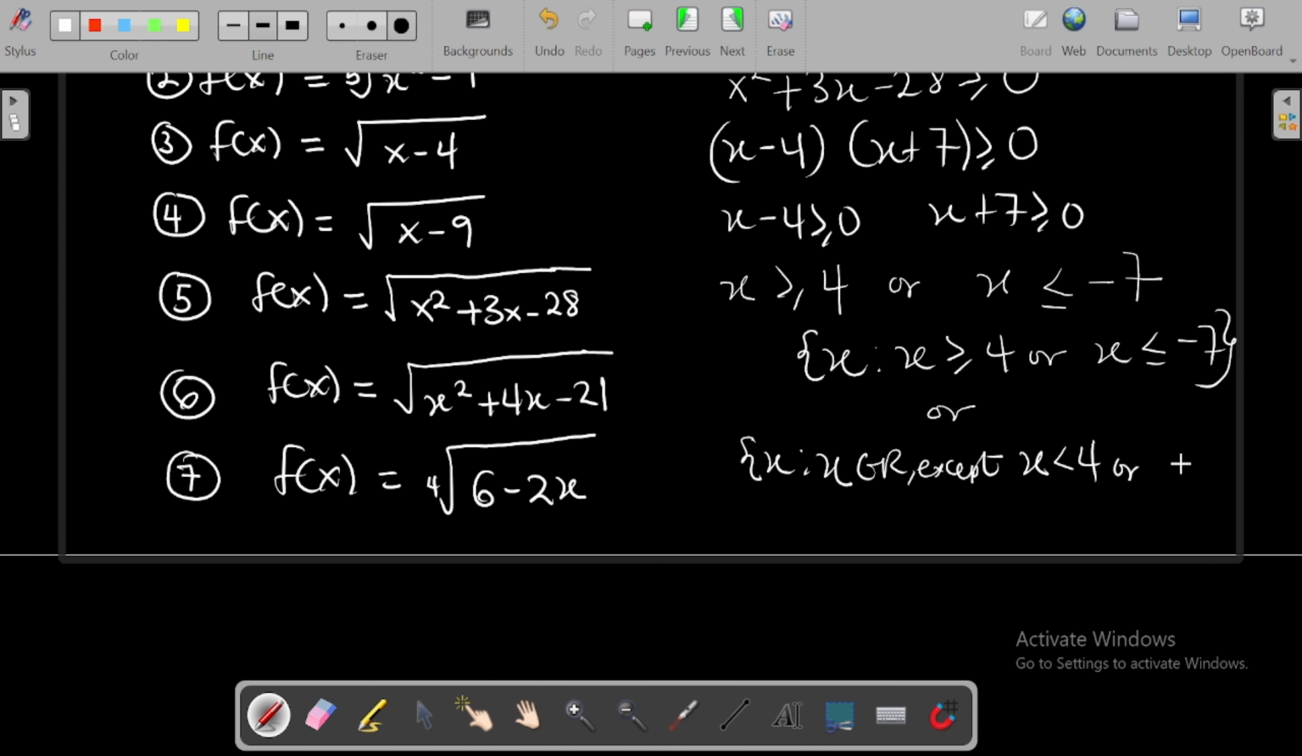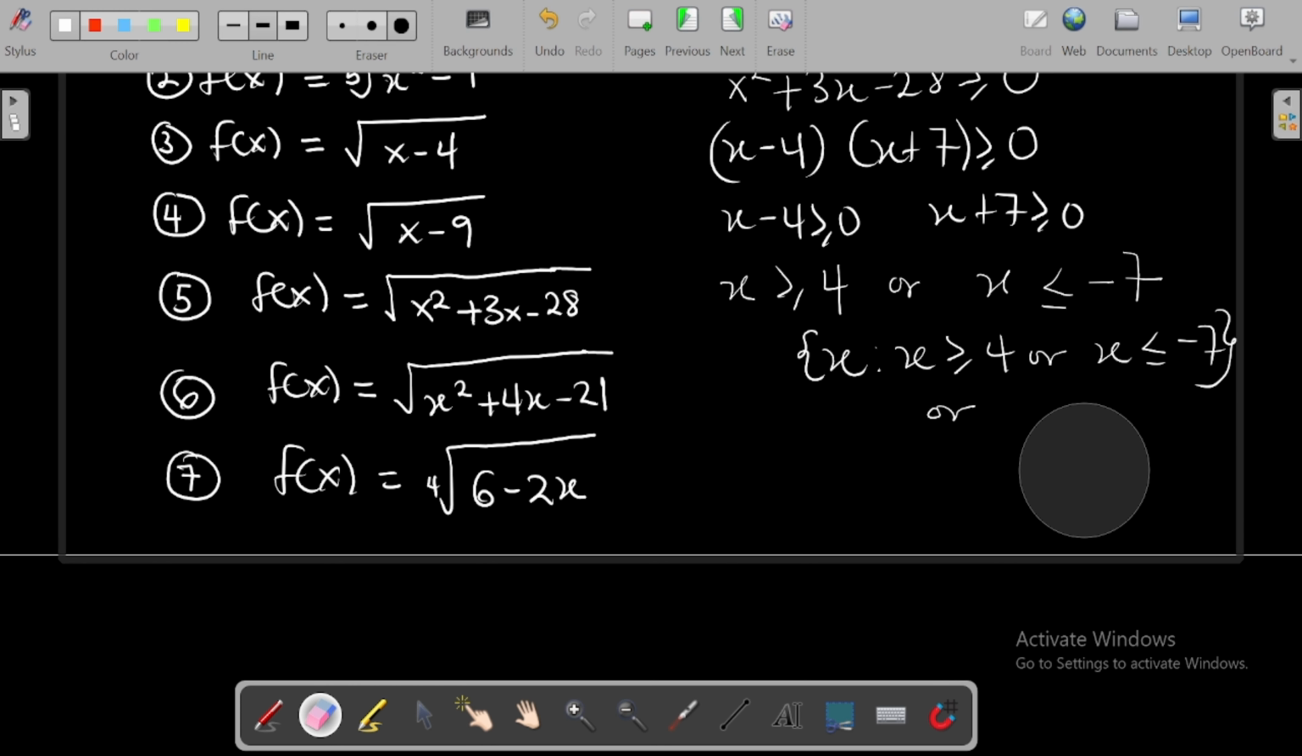All right, for x, once you have x less than or equal to negative 7, you're going to have the ones which are the exceptions, what's greater than negative 7. Okay, so this is another way of writing it, right? Okay, so let me clean this, and let me see something.